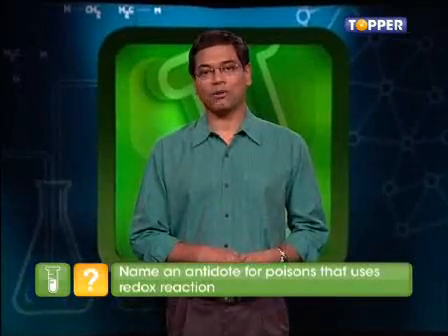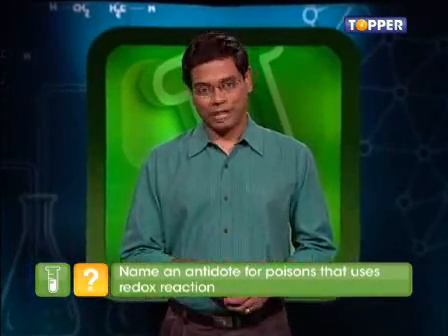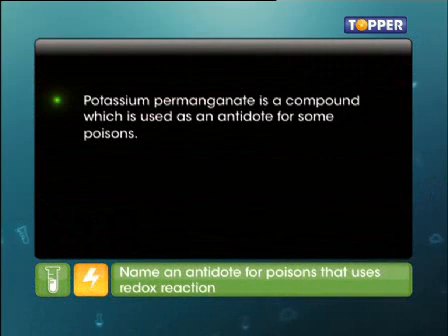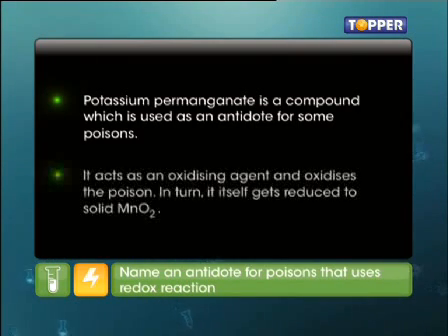Welcome back. I hope you all are refreshed now and ready to listen to the answer of the question I had asked you before the break. Can you name an antidote for poisons that uses redox reactions? Well, the answer is potassium permanganate is a compound which is used as an antidote for some poisons. It acts as an oxidizing agent and oxidizes the poison. In turn, it itself gets reduced to solid MnO2.